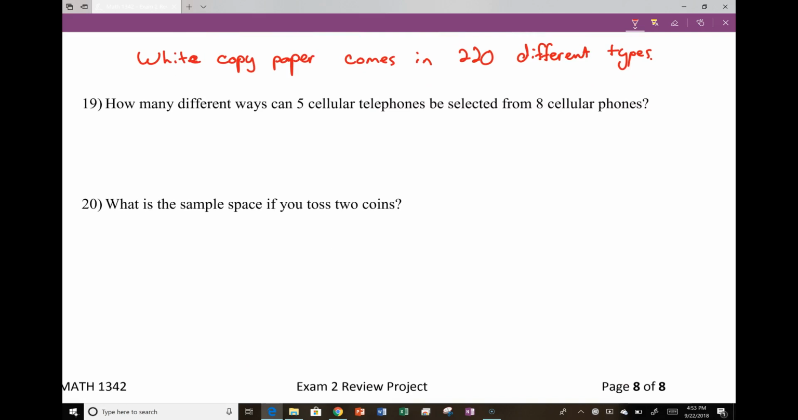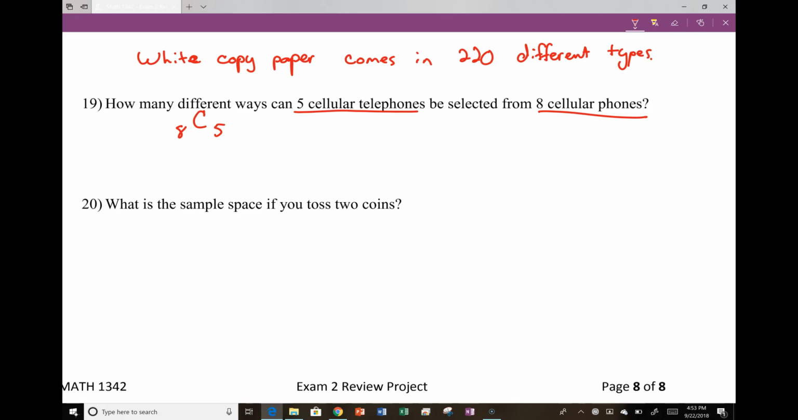Number 19. In how many ways can 5 cellular phones be selected from 8 cellular phones? We want to select 5 from the 8. Now when we're selecting 5 from 8, it is not specified if there's an order or not. So we're going to assume that there's no order because we're just wanting 5 of these cellular phones. So that means that we have 8 total phones. We're going to look for combinations of 5.